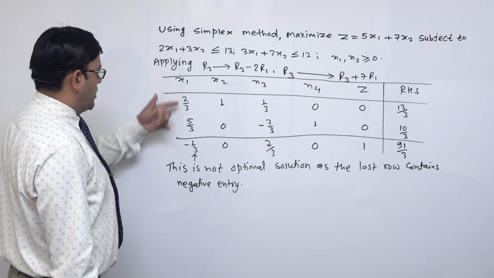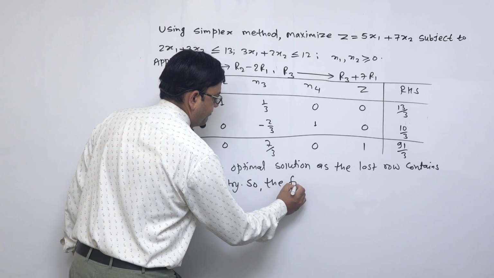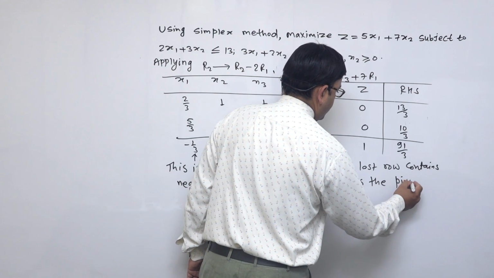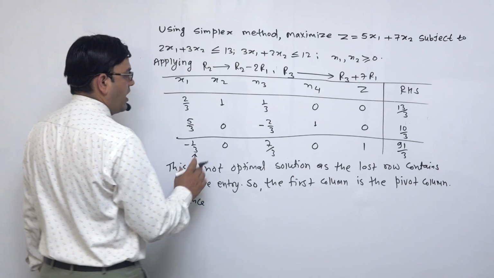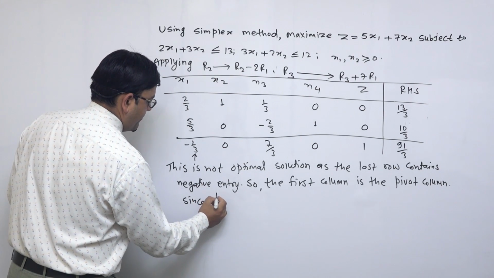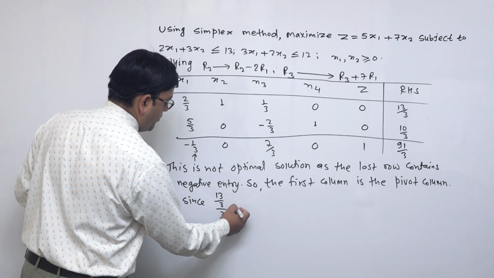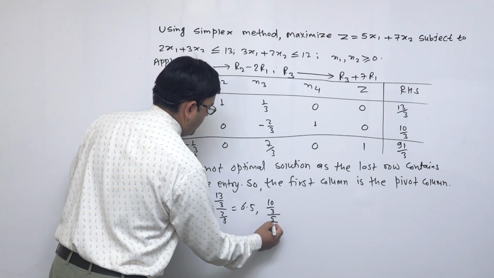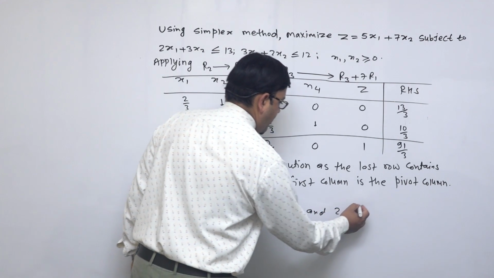अब यसमा हामीले चाहिँ, so this first column is the pivot column. Now we have to find the ratio, this divided by this, so 13/3 divided by 2/3 is equals to, 3 cancel, 13/2 means 6.5. Comma, the next one is 10/3 divided by 5/3, 3 cancel and it comes 2, and 2 is smaller than 6.5.